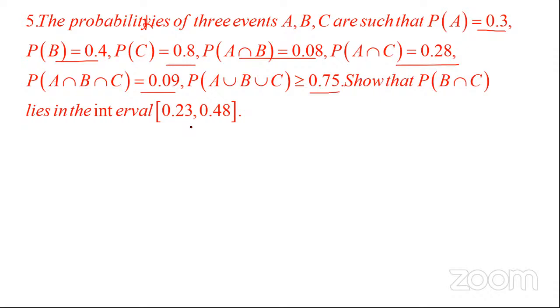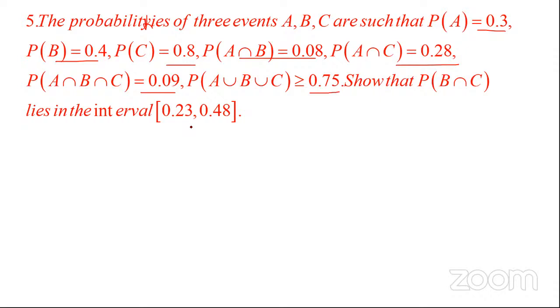So here three events are given, and some probability values are given for them. P of A equals 0.3, P of B equals 0.4, and P of C equals 0.8. P of A intersection B exists, with value 0.08, and P of A intersection C is 0.28. P of A intersection B intersection C is 0.09. Then P of A union B union C is greater than or equal to 0.75.